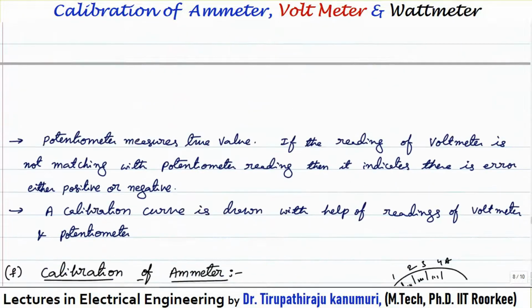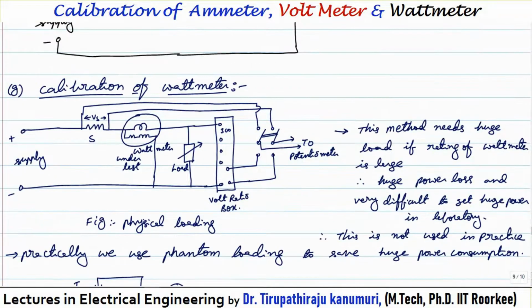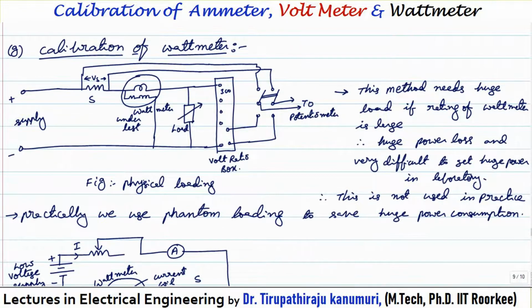So let us now go for calibration of the wattmeter. For calibrating a wattmeter of lower power rating, generally we go for the direct loading method. This is my supply, which will be connected to a variable load. Now when the load is varied, automatically the current drawn by the load will continuously change.